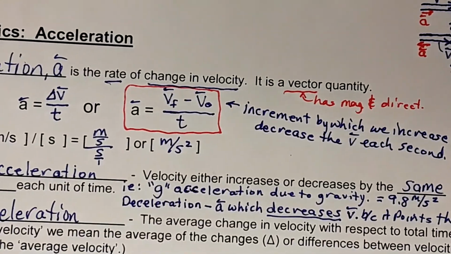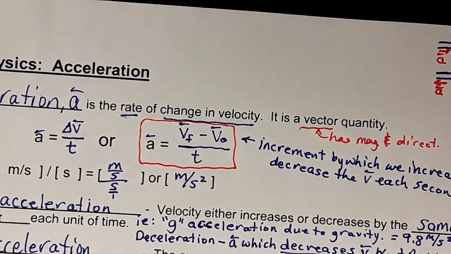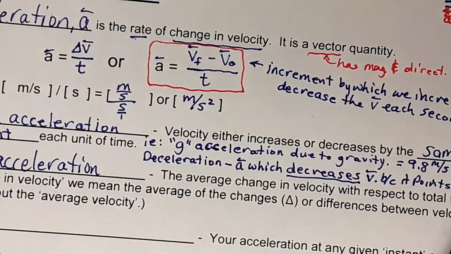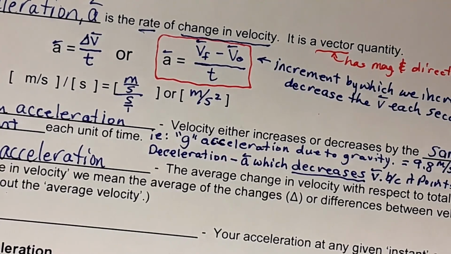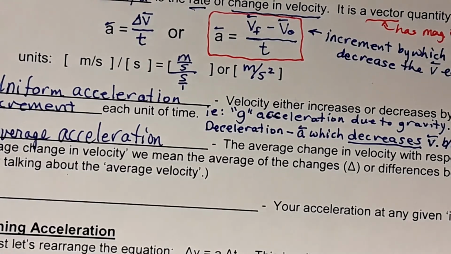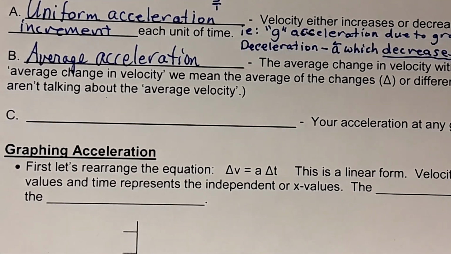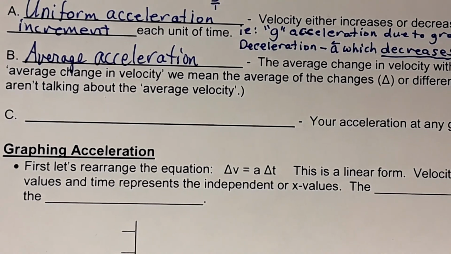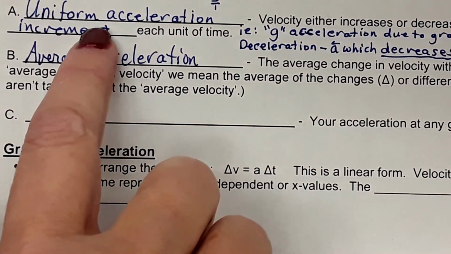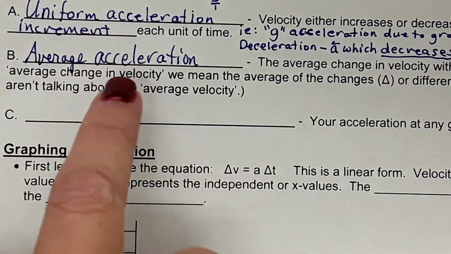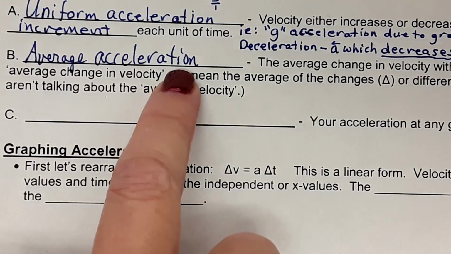Okay? You use the same formula. You're just going to talk about the average increment. But we don't usually look at the increments in average acceleration. We just see what the average is. We don't worry about whether this one's bigger than that one or something like that. Finally, the very last one, we've got uniform acceleration where the increments are the same. We've got average acceleration, which is the average of the increments when they're not the same.